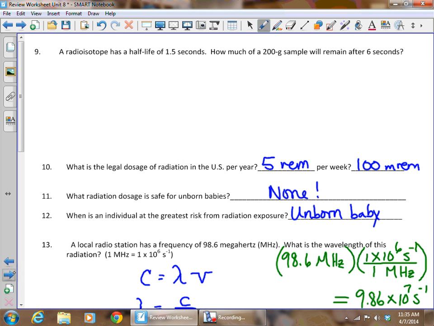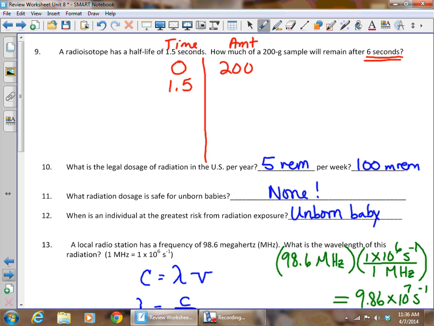When you're looking at half-life, the best way to do half-life is to do a table. Start out with a time of 0, and you've got an amount for your sample of 200 in this case. Okay, we've got this table going. And then the half-life is 1.5 seconds. And we're going to let it keep decaying for a total of 6 seconds. So we're going to go by 1.5s until we get to 6.